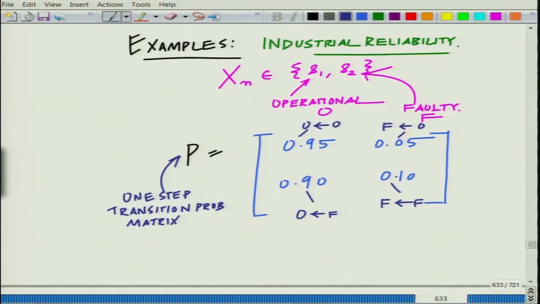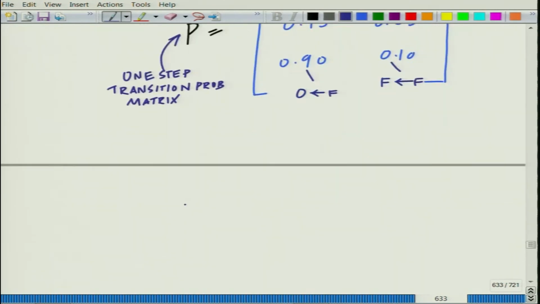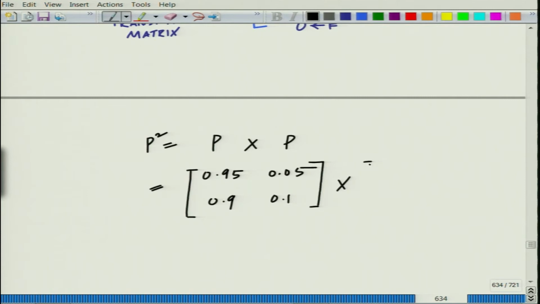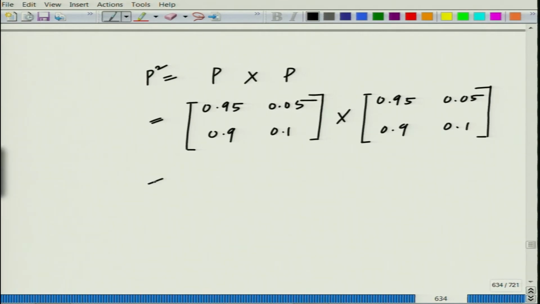This is your one step transition probability matrix, and now if you ask what is the two step transition probability matrix, you perform P square, that is basically P times P, which is, take this matrix 0.95, 0.05, 0.9, 0.1 and multiply it by itself, 0.95, 0.05, 0.9, 0.1, and therefore, this gives you the two step transition probability matrix.